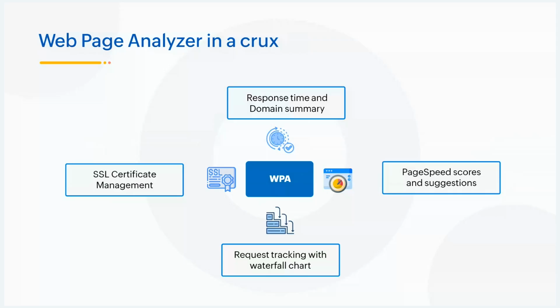This waterfall chart will give you a visual representation of the critical metrics related to each transaction, which helps you identify components that are loading slowly. This way, you can prevent website downtime and slowness and help the website to perform optimally. You'll also be able to manage the SSL certificates of your web page as well. Now let's have a quick look at the web page analyzer in the Applications Manager UI.